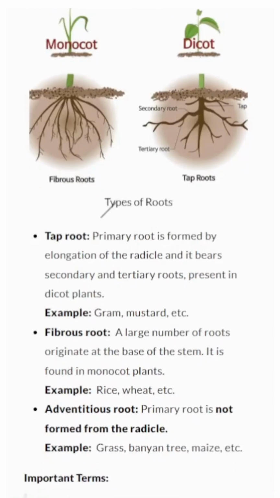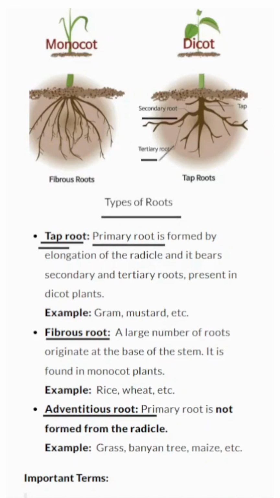There are three different types of roots: tap root, fibrous root, and adventitious root. Let's discuss each of them. Tap root. Picture the primary root, which forms through the elongation of the radicle and gives rise to secondary and tertiary roots. These tap roots are commonly found in dicot plants. Think of plants like gram and mustard as prime examples. They're like the deep divers of the plant world, exploring the depths of the soil.